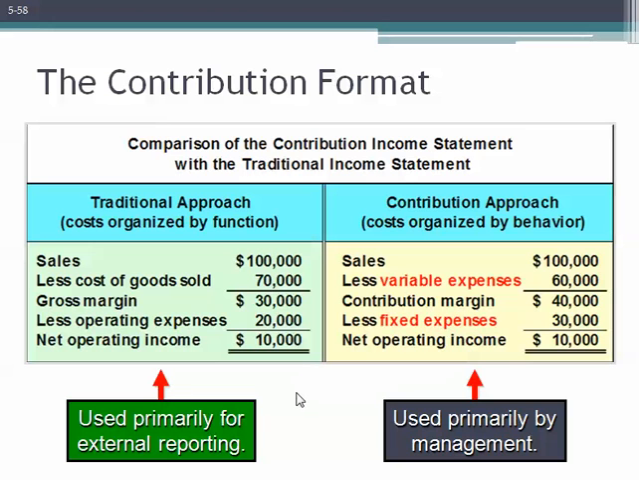Under the contribution margin approach, rather than classifying cost by function, we will classify cost by behavior. We take sales, we subtract off our variable cost or variable expenses to arrive at our contribution margin. From there, we subtract our fixed cost to arrive at our net operating income. Our contribution margin approach is used primarily by management for internal decision-making purposes.